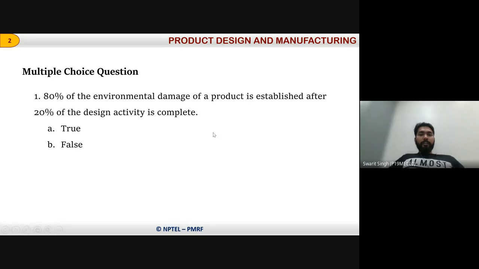80% of the environmental damage of a product is established after 20% of the design activity is completed. So is this statement true or false? Like 80% of the environmental damage of a product is established after 20% of the design activity is completed. So when we are designing a product, and 20% of the designing of the product is completed, at that stage only 80% of the environmental damage is established.